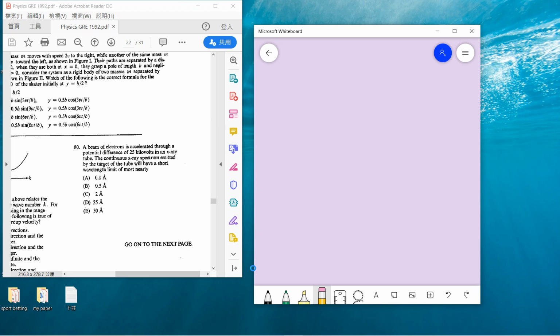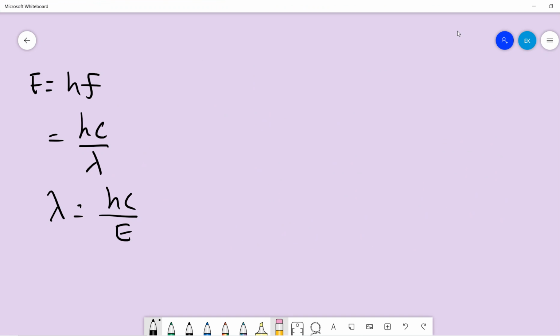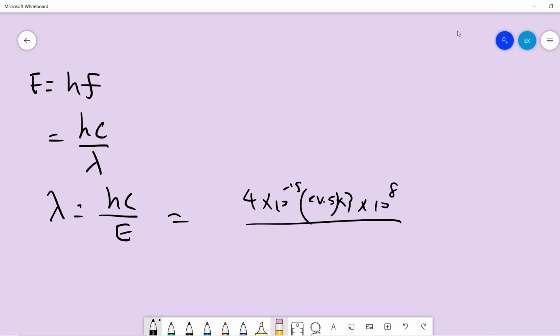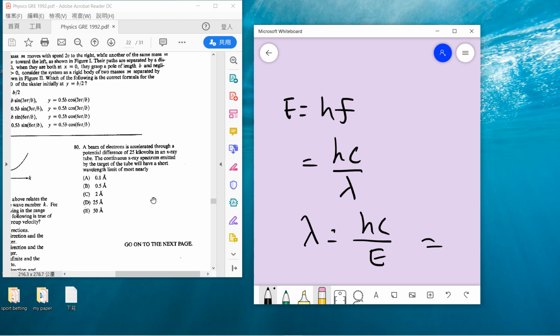So we have energy is h times frequency, basically hc divided by lambda. So lambda is hc over E. Okay, so we have h is 4 times 10 to the minus 15 eV times s, times 3 times 10 to the 8, divided by the energy. So that is about 0.4 Angstrom. Direct computation. So we should choose B, 0.5 Angstrom.